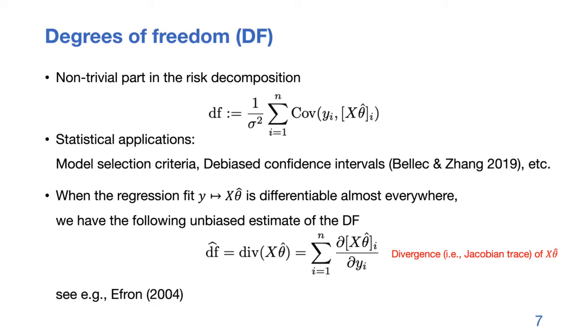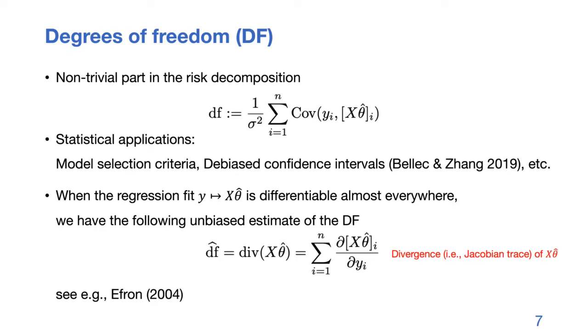For example, in ordinary linear regression, the degrees of freedom is the number of covariates, right? It has several statistical applications, like model selection criteria such as Mallows' Cp type criteria, or the debiased version of confidence intervals, which is a recent theoretical result. The point is that we cannot observe the true value of the degrees of freedom directly because it contains the population covariance, right?